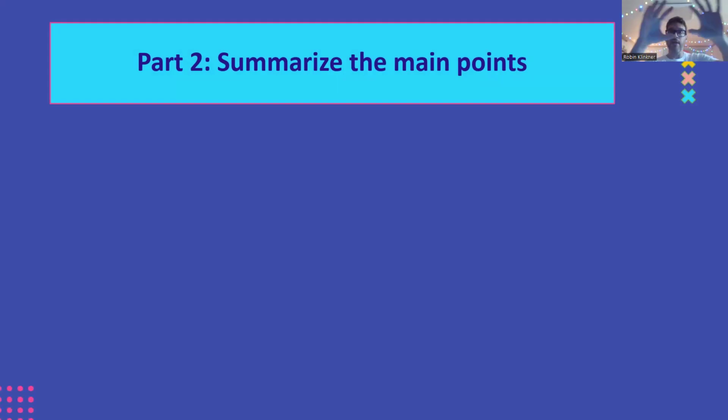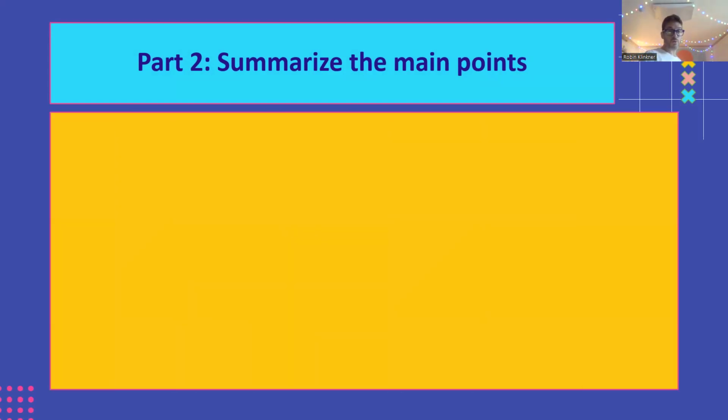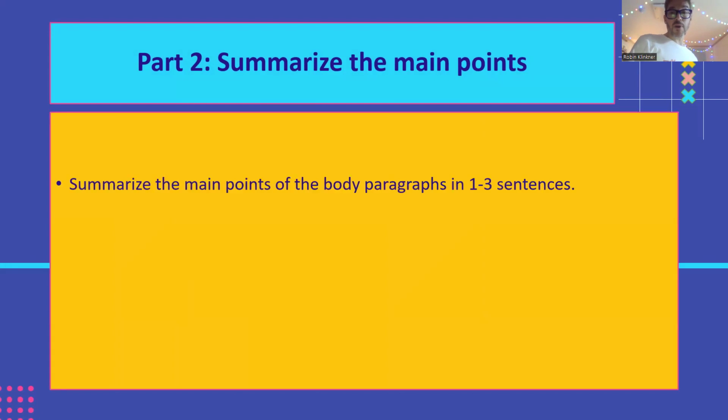So at the beginning of your concluding paragraph, restate the thesis statement. Then part 2, summarize the main points of the body paragraphs. So summarize the main points of the body paragraphs in 1 to 3 sentences. The summary is not very long. So just 1 to 3 sentences.